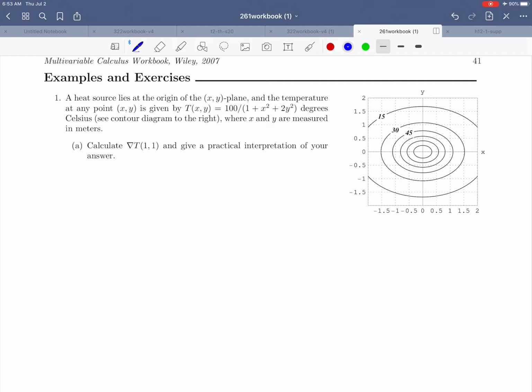Hello everybody and welcome to exercise 1. We are looking at the top of page 41 in the workbook here. And here's another problem involving directional derivatives and gradients. Let's take a minute to read this together.